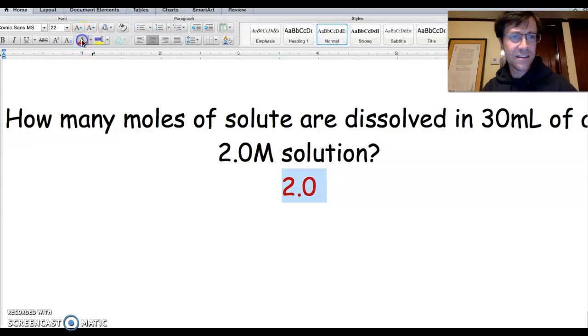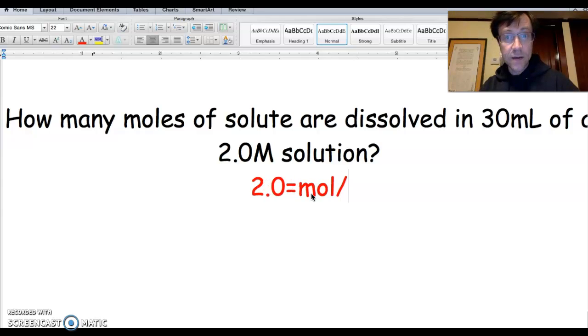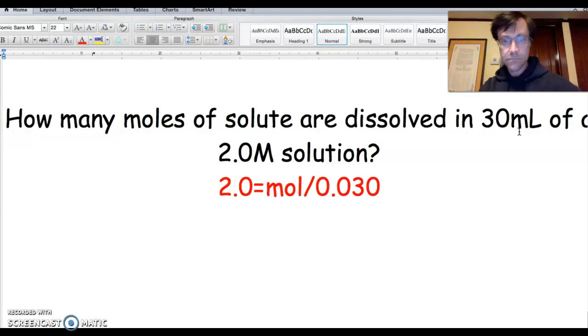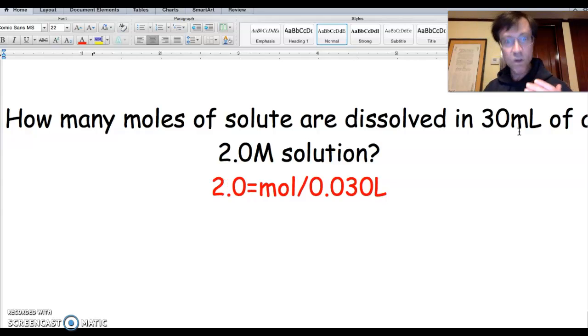So 2.0, my molarity, is going to equal moles divided by liters, right? And they gave us liters. It's right there, only again, they're messing with us by giving us milliliters instead of liters. Still not scared. You dig? You guys see how this is going, don't you? 2 times 0.03. Right, 0.06.